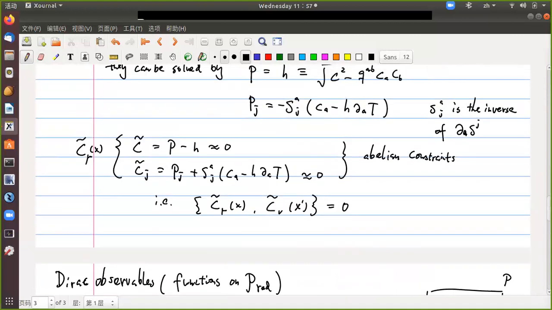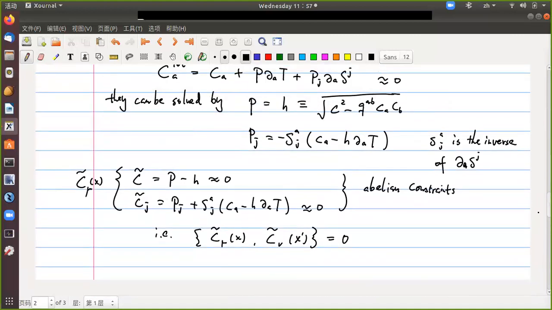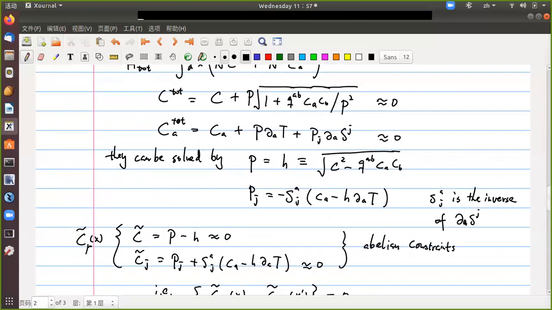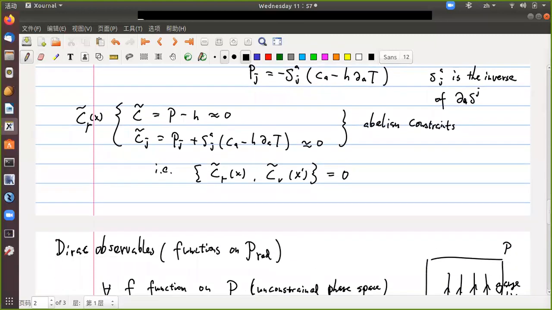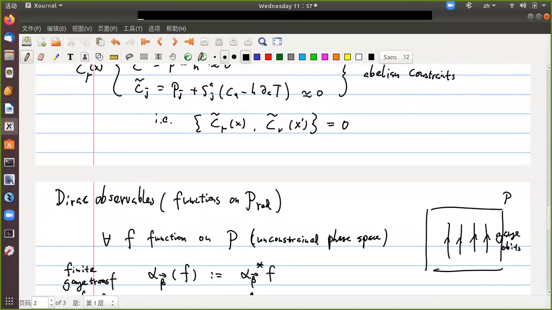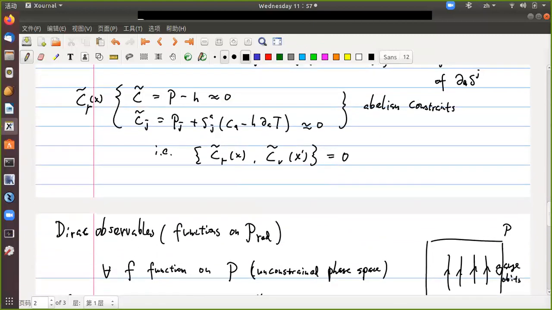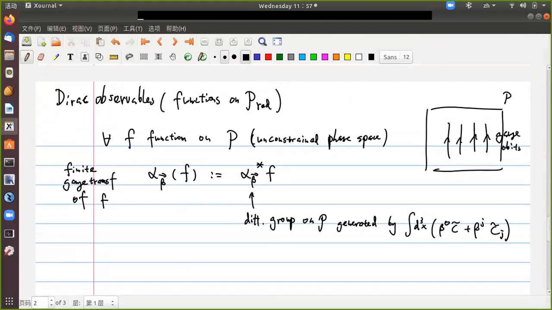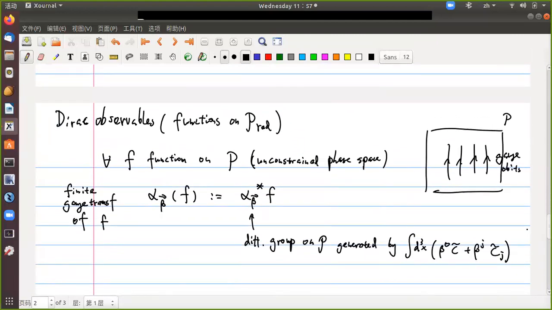Because the abelianized Hamiltonian constraints are, in some sense, equivalent to the total Hamiltonian constraint and diffeomorphism constraint, they are again first class because they are just abelian. Of course, they are first class, and they generate gauge transformations, just similar as before. And those gauge transformations give gauge orbits, and these gauge transformations are diffeomorphisms on the phase space.